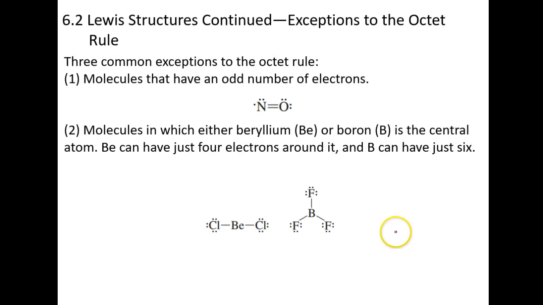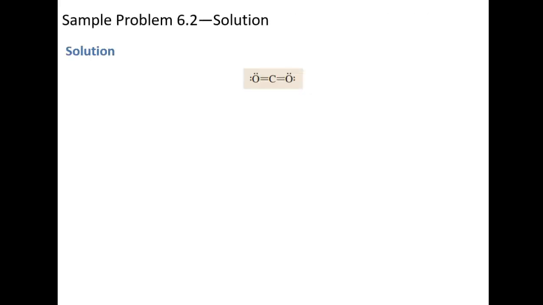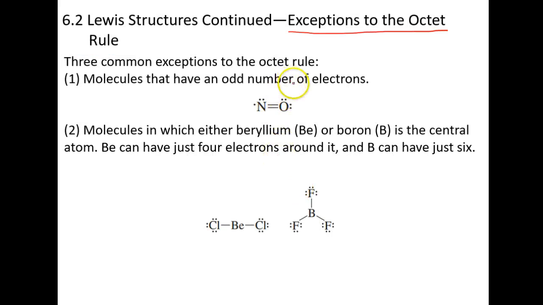All right, now here are exceptions to the octet rule. There are exceptions. There's always exceptions to the octet rule. We're going to talk about, it looks like 3 of them. I'm going to talk about 3 of them, okay? The first one is odd number of electrons.